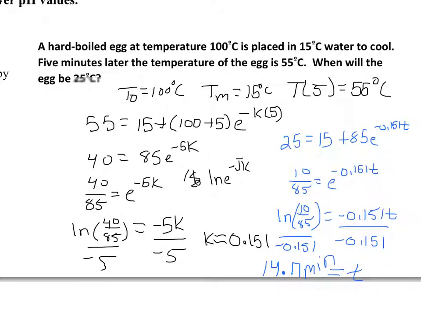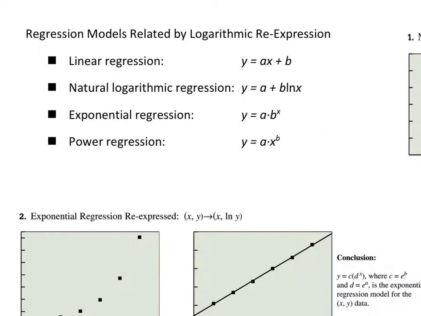Okay, let's take a look at some more examples. Remember, in your calculators you can do regression models by logarithmic re-expression. So you have linear regression, y equals ax plus b. Natural logarithmic regression, y equals a plus b times the natural log of x. There's exponential regression, which is y equals ab^x. And power regression, a times x^b. These are all in your calculator under Stat, Calc. You see them all there.